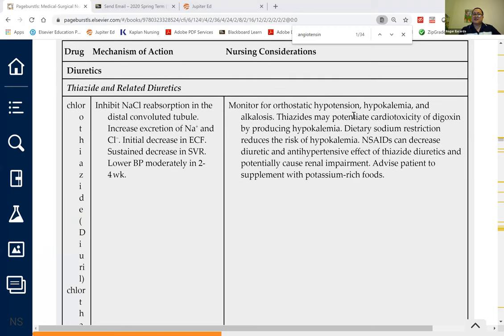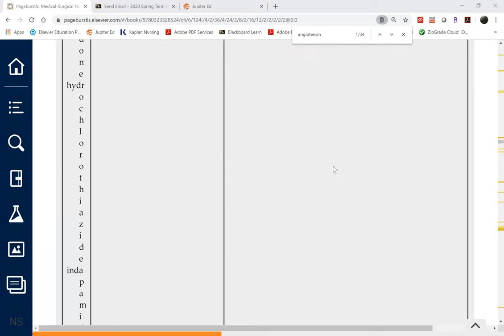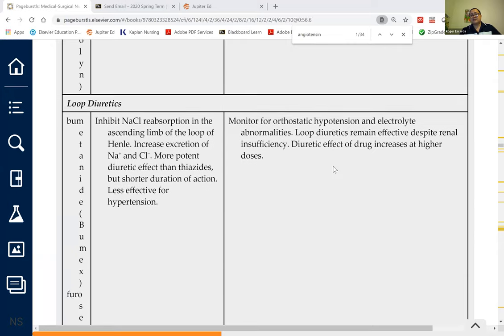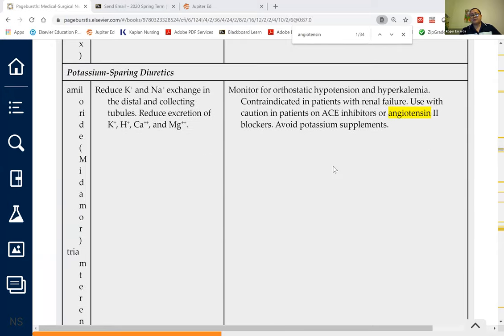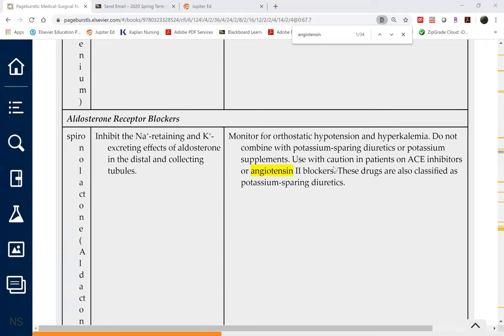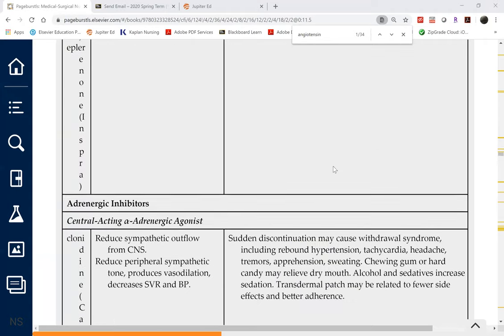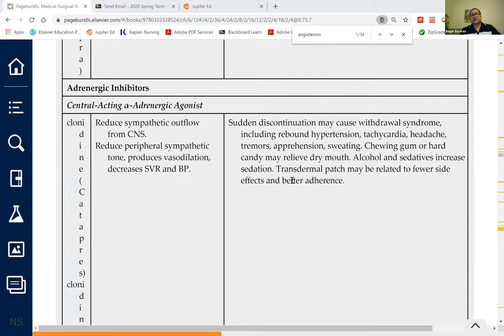And look at the side effects of these drugs. Is it macho to be going to the bathroom every 2 hours? No. Is it macho to have erectile dysfunction, which some of these will do? Especially when we go to beta blockers now? Yeah. So these are now your responsibilities to educate the patient.